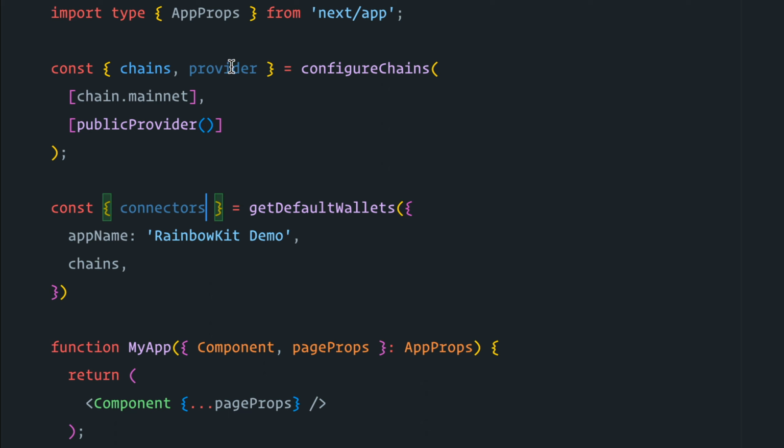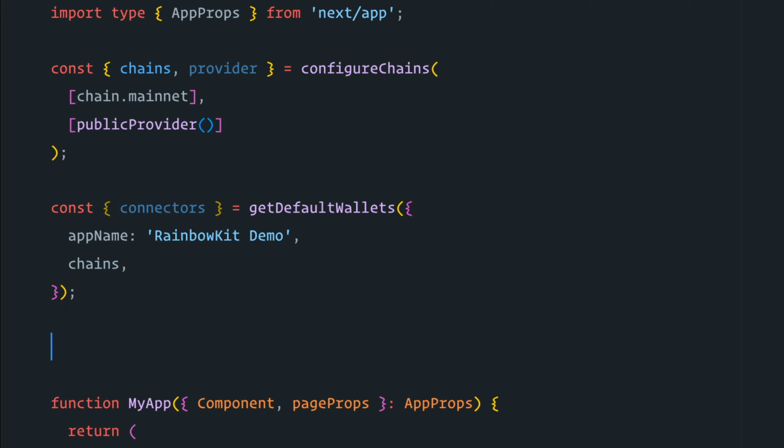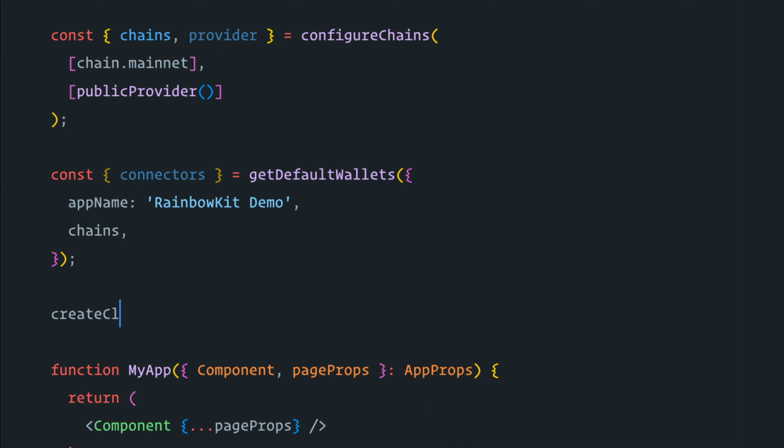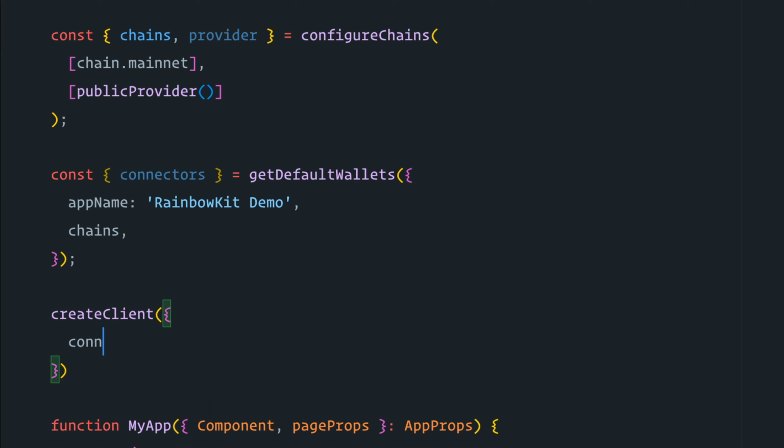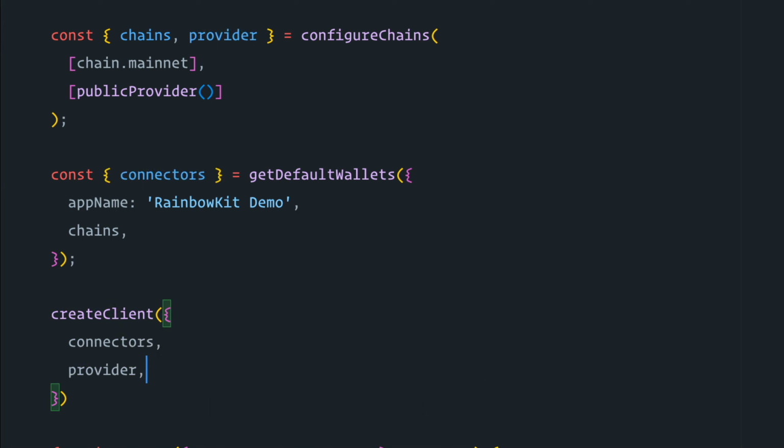So now that we've got the provider and the connectors, we can use these to create the Wagmi client. And we're going to do just that using the create client function, passing in our connectors and the provider. And this function returns a Wagmi client.